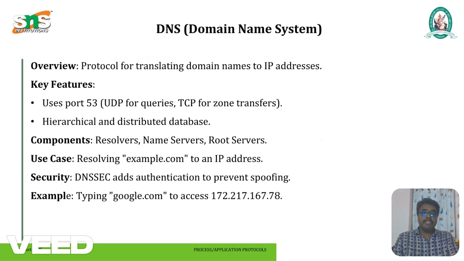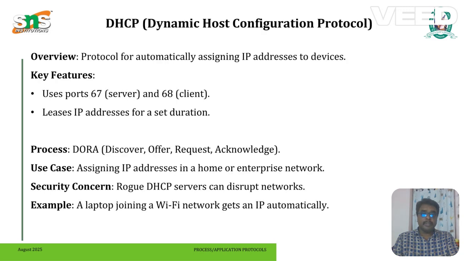Next is the Domain Name System protocol. It is used for translating domain names to IP addresses. The default port used is 53, and it is used in hierarchical, distributed databases. It normally helps to resolve names through the root server, and whenever we type a URL, it is converted to access a certain IP address. In this space, DNS is widely used by all internet users.